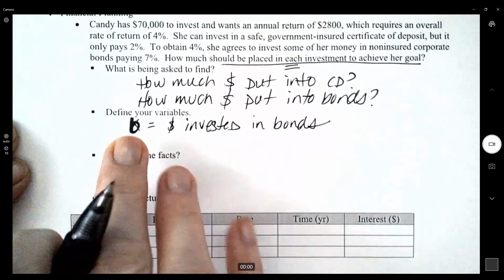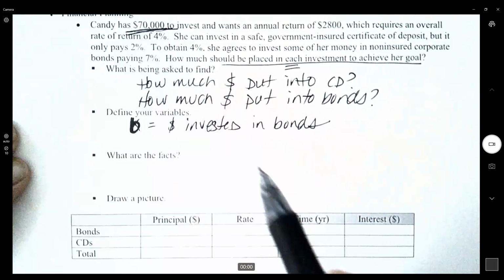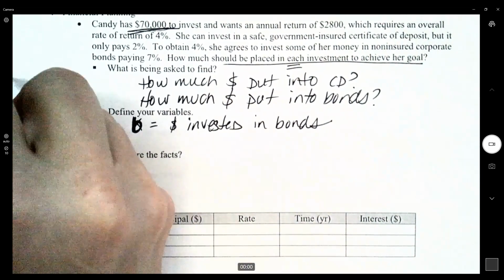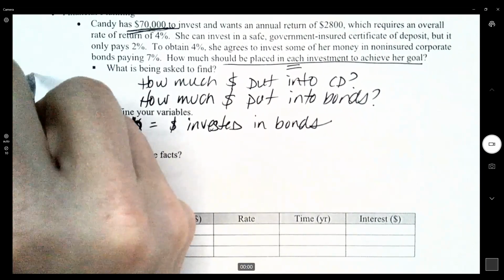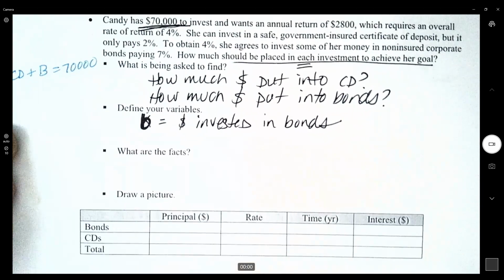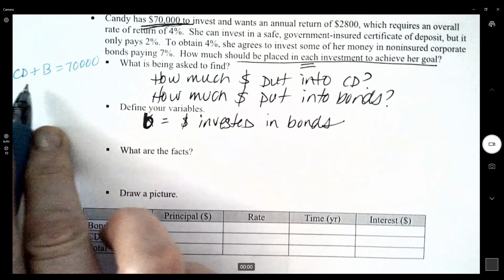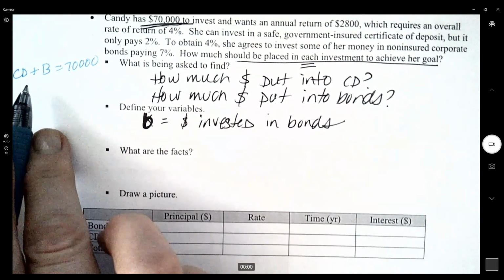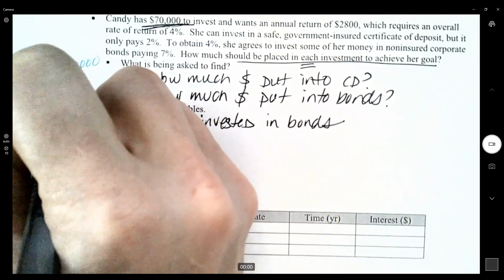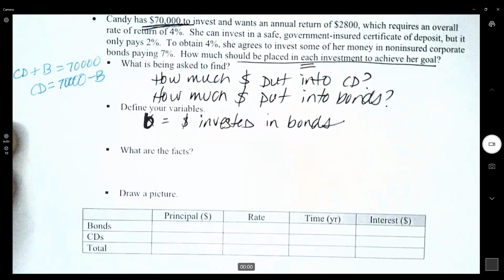Now, I know she wants to invest $70,000 in total, right? So over here to the side, really quick, let me do a little calculation. I know the amount in the CDs plus the amount in the bonds is going to total $70,000 because that's how much money she has in total. So if I wanted to solve for CDs, I know that the amount she wants to put in CDs is going to be equal to $70,000 minus what she puts in bonds.